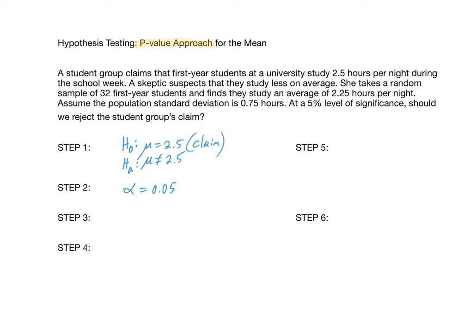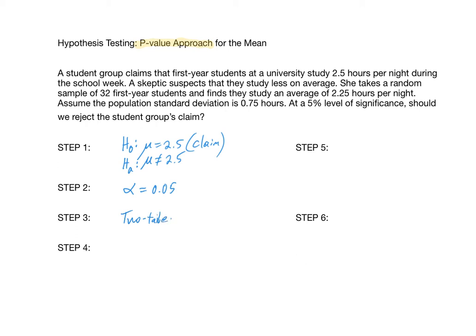Step three is to determine the tail direction and type of test. To determine the tail direction, we look at the alternative hypothesis. Since mu is not equal to 2.5, that means we have a two-tailed test. So we have a two-tailed test.